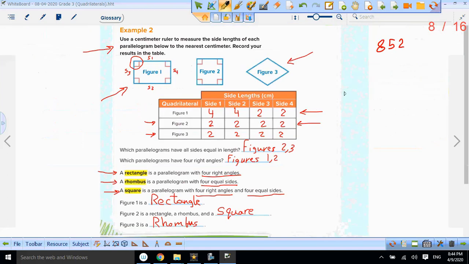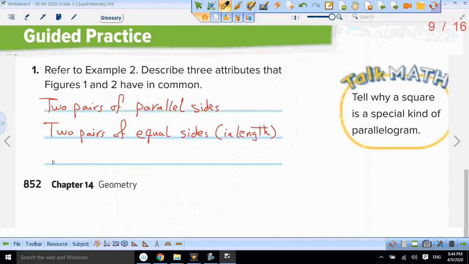Okay, the third attribute is for the right angles. In the rectangle we have four right angles, and also in the square we have four right angles. So the common attribute here is that both of them have four right angles.